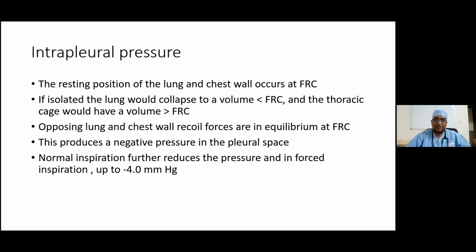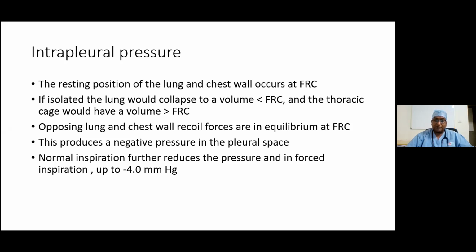The resting position of the lung and chest wall occurs at functional residual capacity. That means the lung and chest wall recoil forces will be at equilibrium at FRC. So suppose if you are dealing with an isolated lung, the lung would collapse to a volume less than FRC, and the thoracic cage would then have a volume more than FRC. So at FRC, these two forces will be at equilibrium. Now, when it is at equilibrium, this produces a negative pressure in the pleural space.